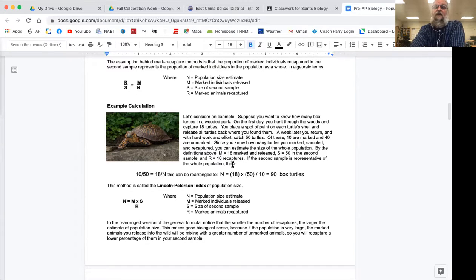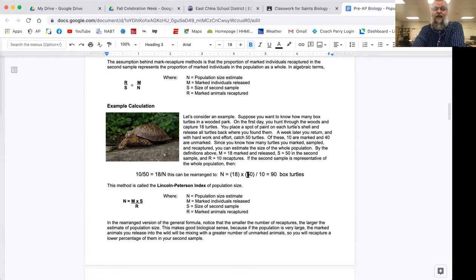So in this particular case, we can do the calculations based on the numbers. So we need M. M was marked individuals that were released, and that was 18. We originally marked 18 turtles. So right here I put 18, because here's this formula up here. 18 is M. S is the size of the second sample, 50.